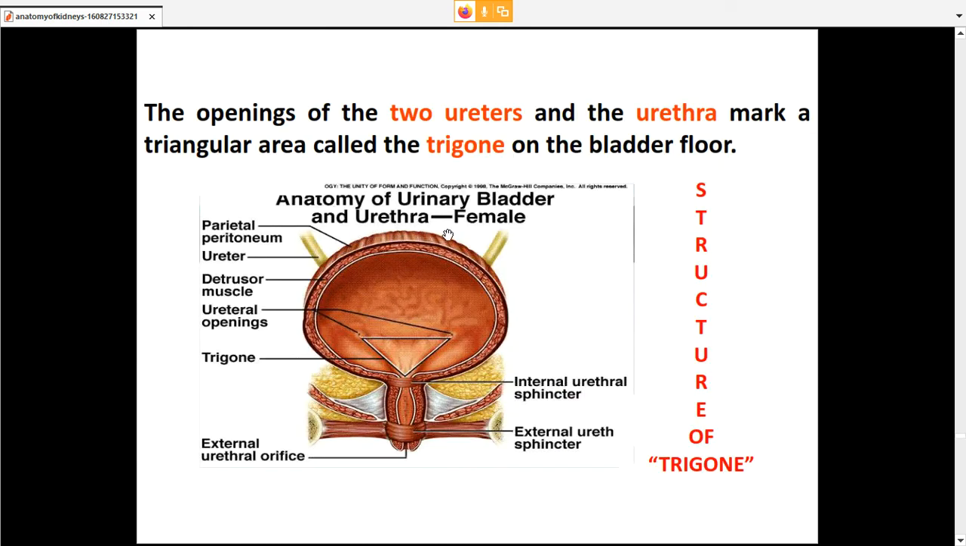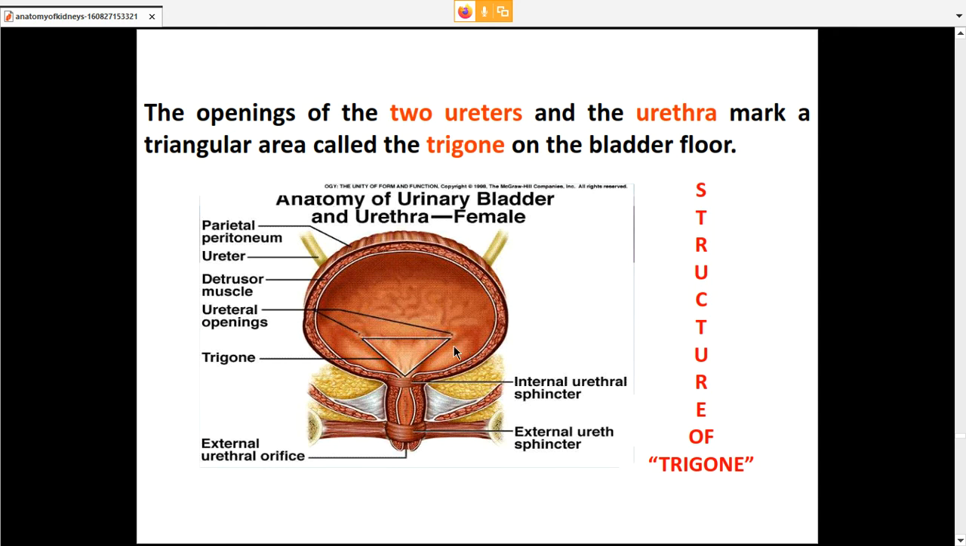Then coming to the superior surface, here you can see the superior surface, and here you can see the inferolateral surfaces. Here you can identify the neck of the urinary bladder. As I told you earlier when discussing the ureters, they pierce the posterior part of the urinary bladder. So we can identify the openings of the ureters over here, right and left.